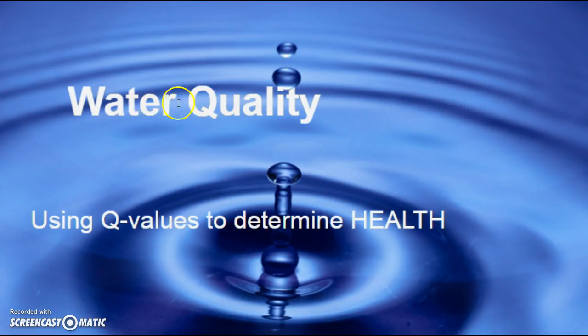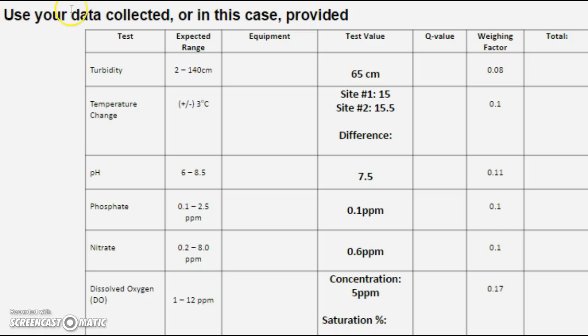We're going to be learning how to do our water quality testing, and we're going to be using our Q values to determine the health of the water in the Middle Fork River. You'll find that here we have collected data, and we've done this in class. This is what the blank sheet looks like that I had you solving and filling out. I'm going to walk you through it.